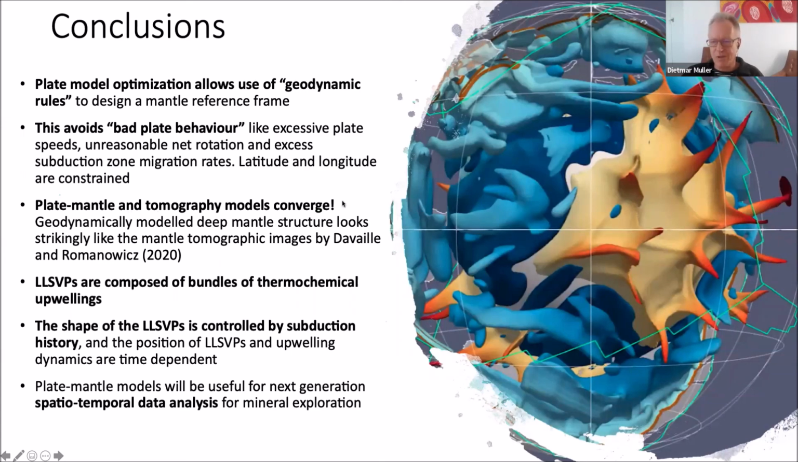Now, this is really good news, that seismologists and geodynamicists and tectonicists can actually agree that geodynamically modeled deep mantle structures look just like what seismologists see. And that means that LLSVPs are composed of bundles of thermochemical upwellings. And the shape of these LLSVPs is controlled by subduction history, and the position of LLSVPs and upwelling dynamics are time dependent quite clearly. And plate mantle models will likely play a useful role for the next generation spatial temporal data analysis efforts in mineral exploration.